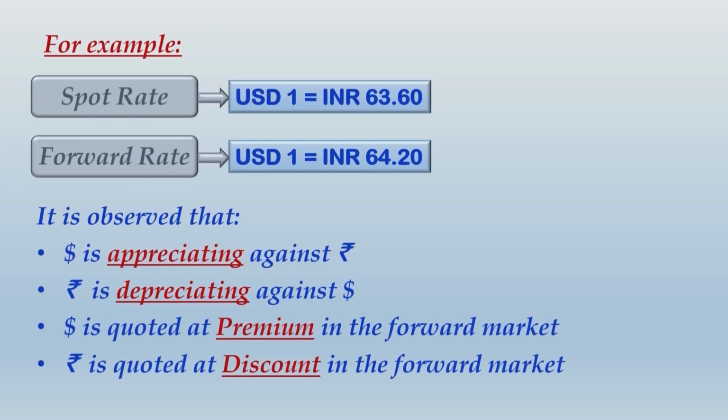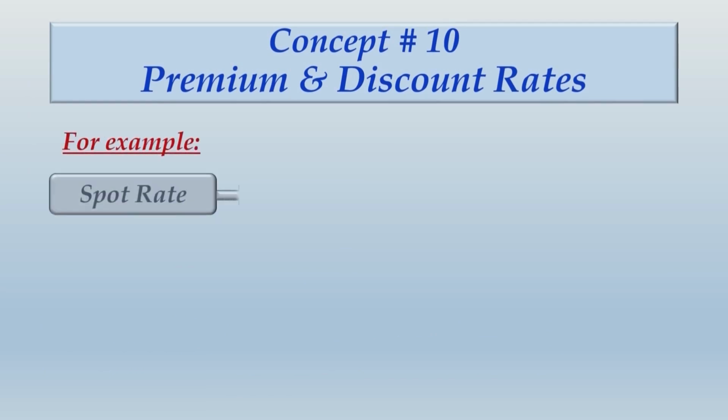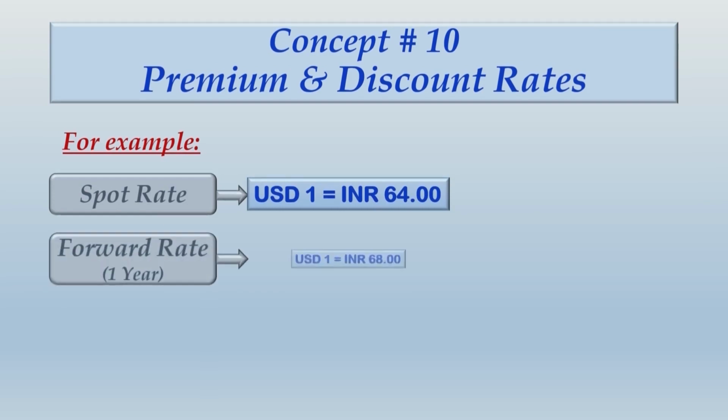Alright friends, let us move ahead and deal with the connecting concept, that is concept number 10, premium and discount rates. Let us again begin with an example. The spot rate is given as USD 1 equals INR 64 and the forward rate for 1 year is given as USD 1 equals INR 68. Let us see what we observe from this.